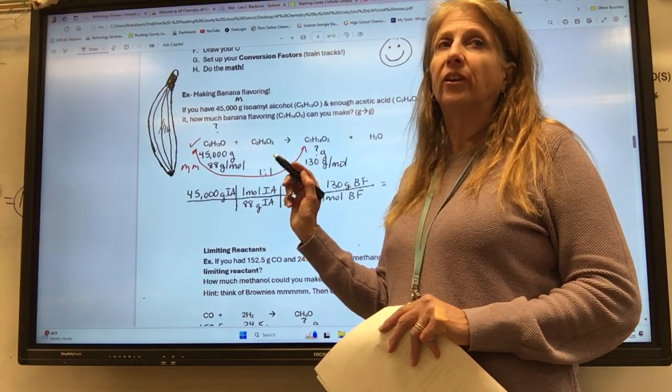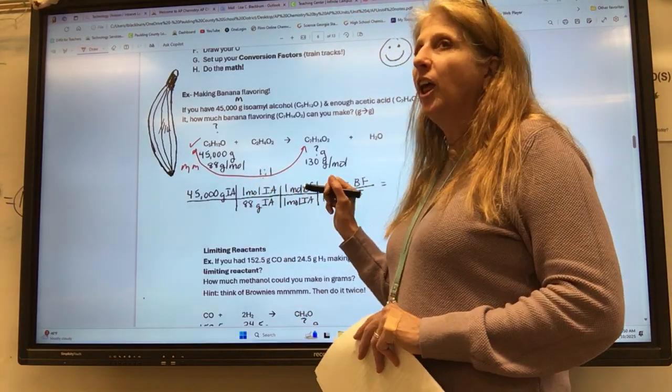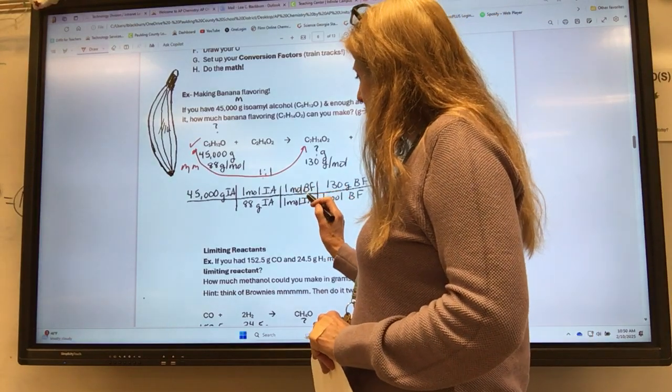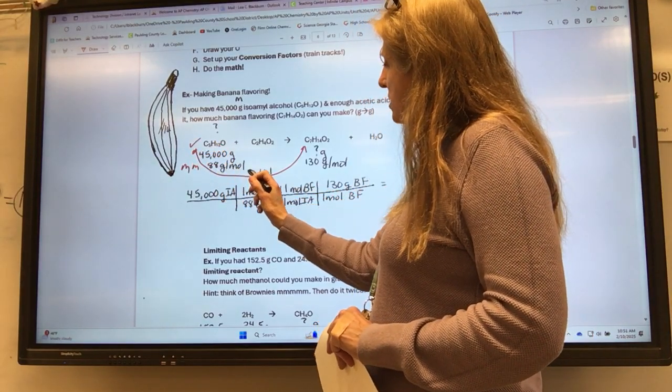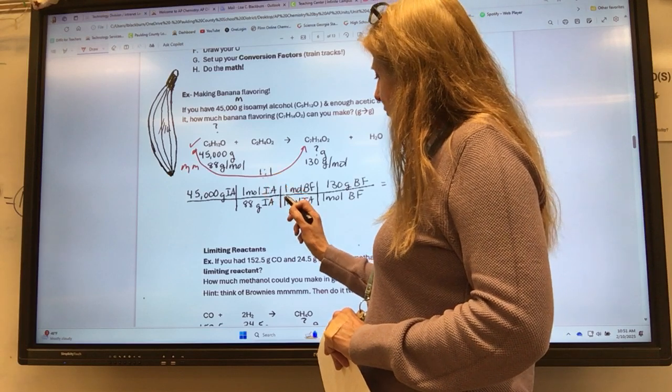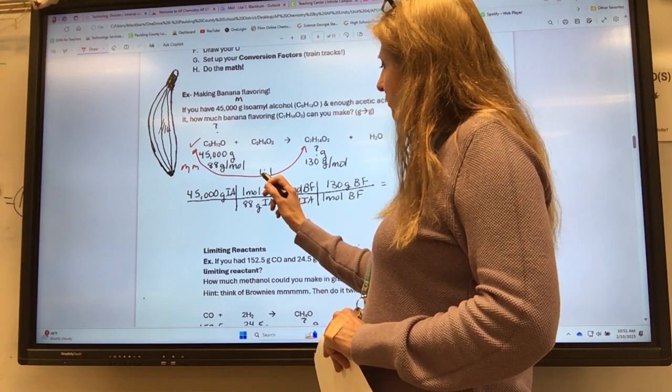Now, I like to do sound effects with this. It makes it more fun. So moles of isoamyl alcohol go to the denominator. I go around my U to see what number goes with them. It's a 1. What goes on the other side of the fraction bar?